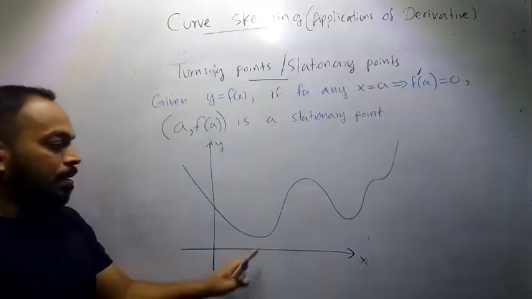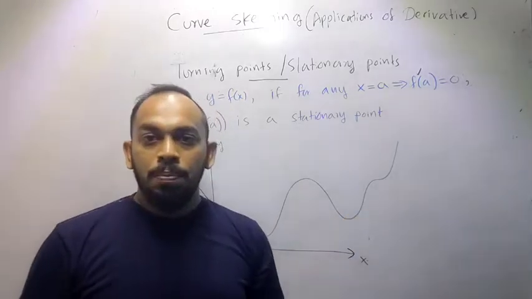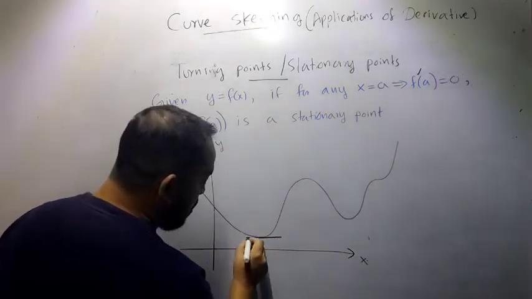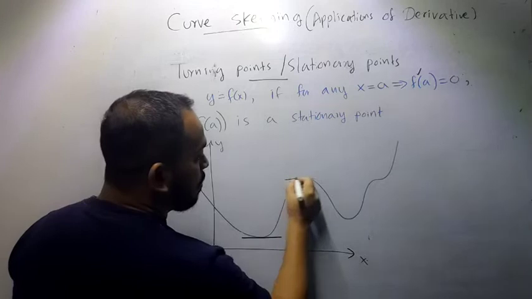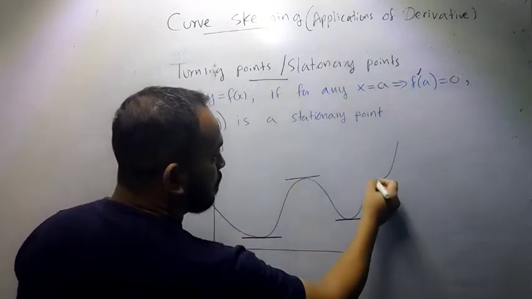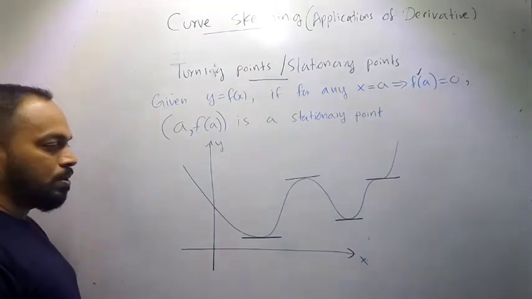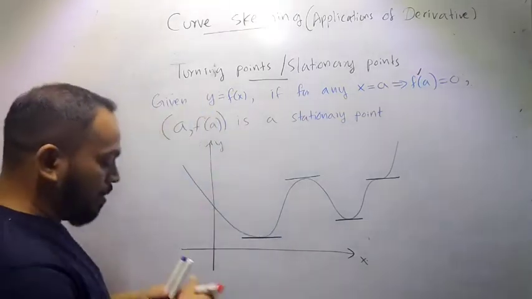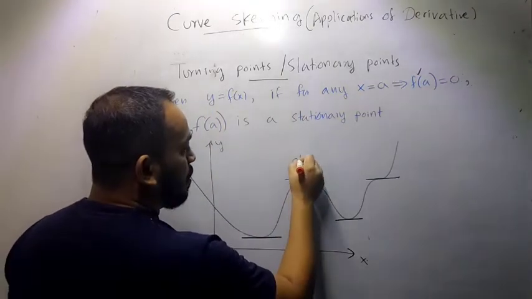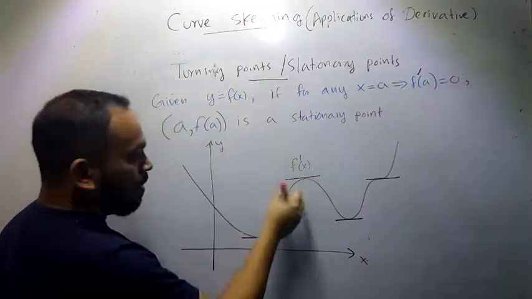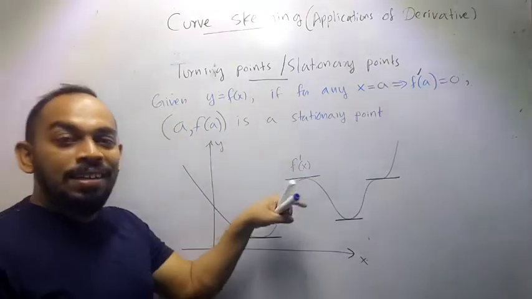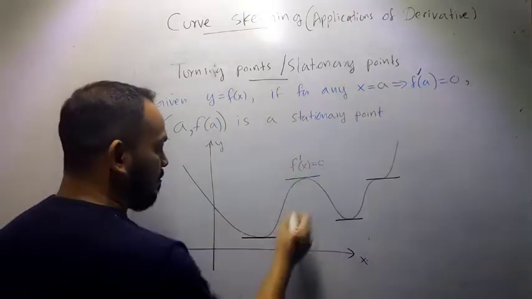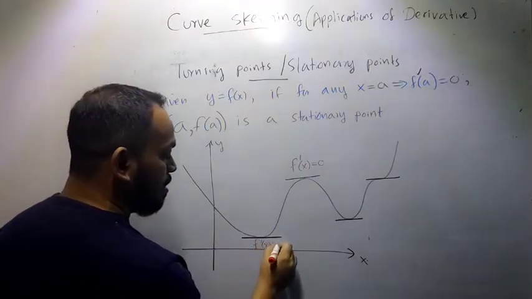So what happens at these four special points? We saw that the directed line segment, the tangent line, is horizontal. Now, what happens to the derivative of the function if the tangent line is horizontal? What is the gradient? The gradient must be 0. So f dash of x here is 0.